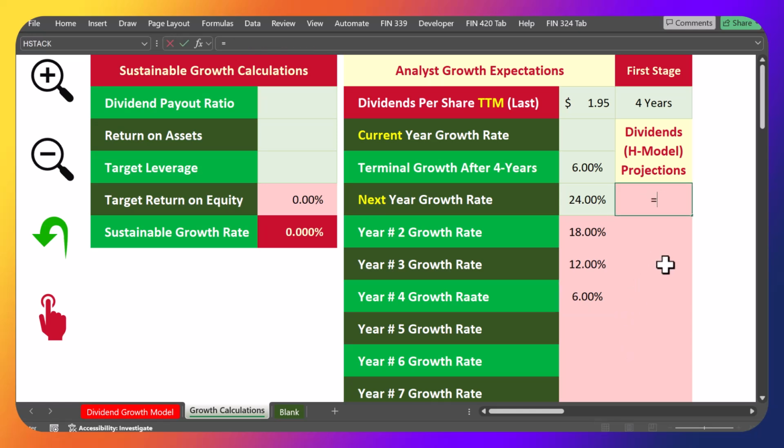And we can calculate the dividends. First year is easy. Take the current dividends times 1 plus that year's growth rate. Then for the following years, take last year's dividend times 1 plus this year's growth rate. Copy them in. Okay, so we know our dividends.